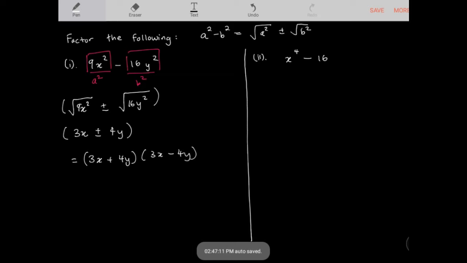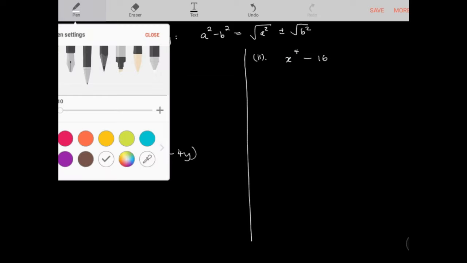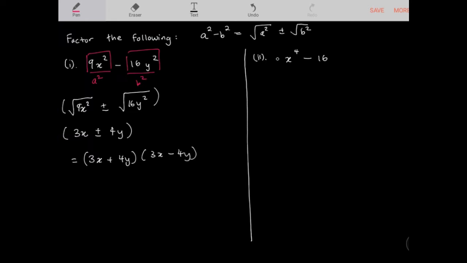Let's take a look at example 2. Now this one's a little bit trickier, but you can still employ the same notion. You can notice here that there isn't a square anymore, it's a power of 4. Well, I want to write this in the form of a squared minus b squared. So I want to make this a squared and this b squared. You can write x to the power of 4 as x squared squared, right? So you need to write both of these as a square. And you can write 16 as 4 squared, alright?